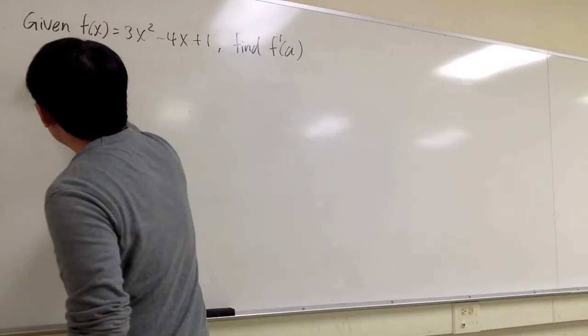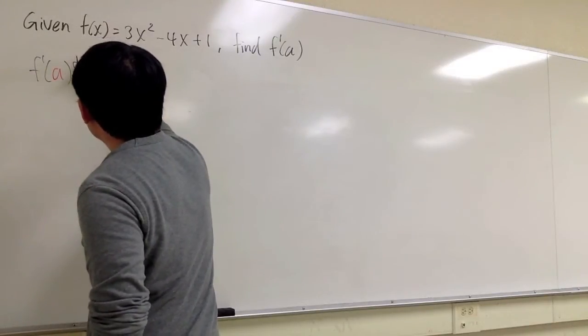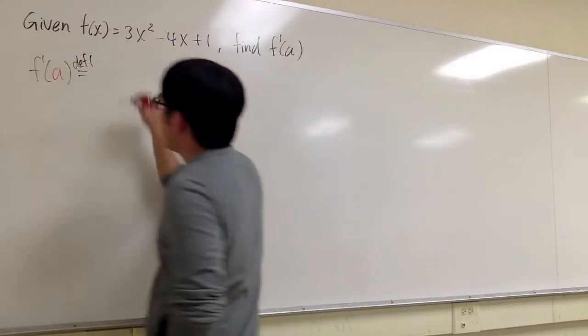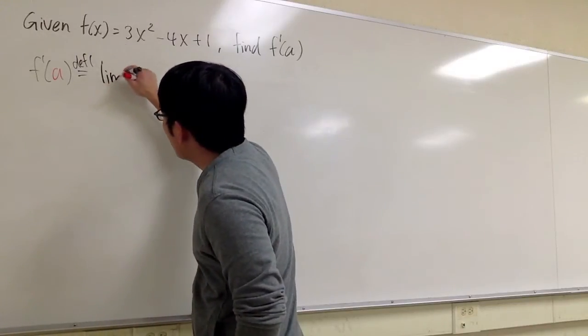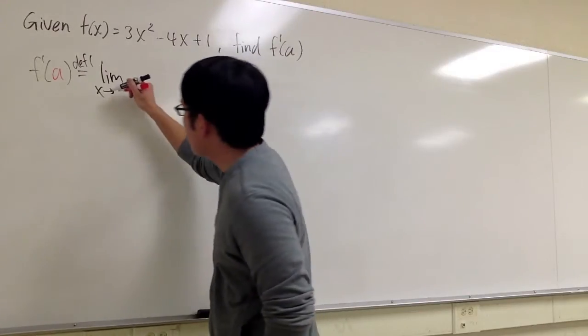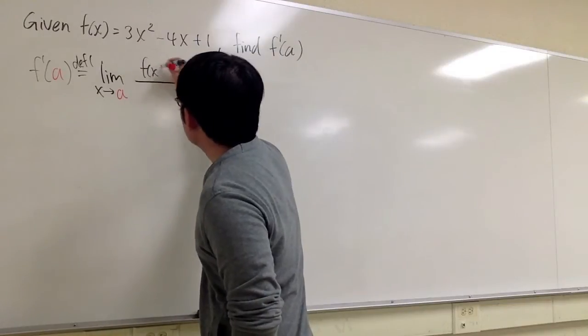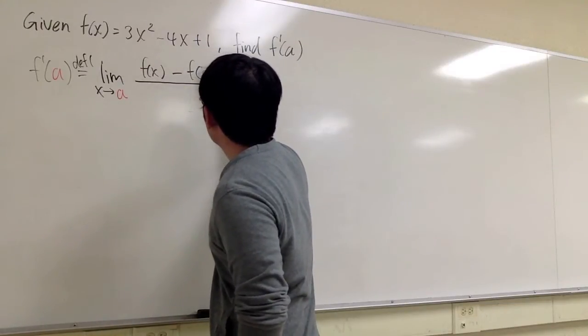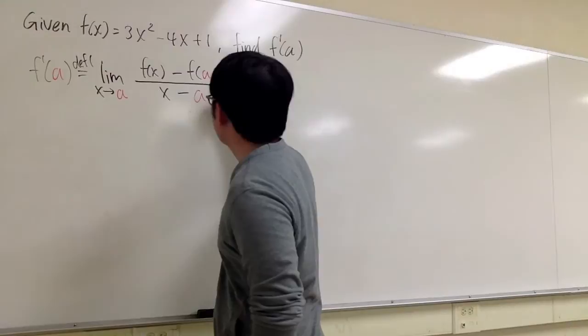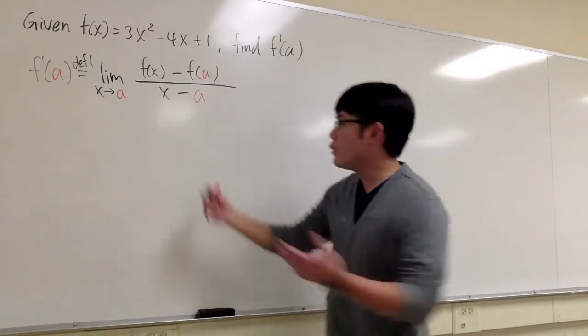I will show you the first one. So I will write down, okay, f prime of a by definition. This is what I call the definition 1. This is defined as the limit when x is approaching the number that we are looking at right here, which is a. And then we have f of x minus f of a over x minus a. That's what I call the definition 1 of derivative. And now we just need to do the work.